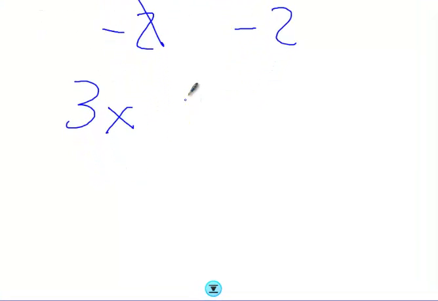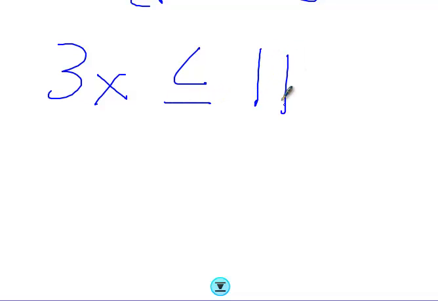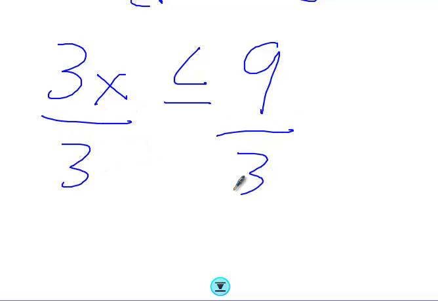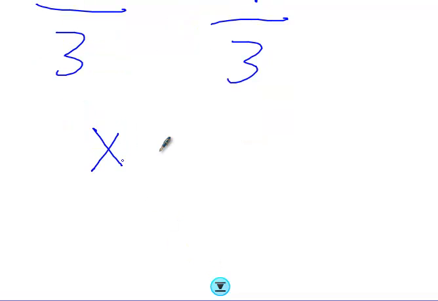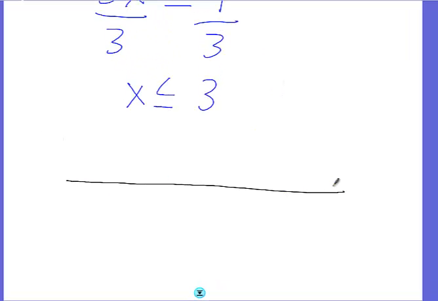You want to get your x variable by itself, so you subtract 2 from both sides. We get 3x equals 9. Divide by 3, and we get x is less than or equal to 3. Now, the way you finish off a problem when you solve an inequality, you must graph it on a number line.